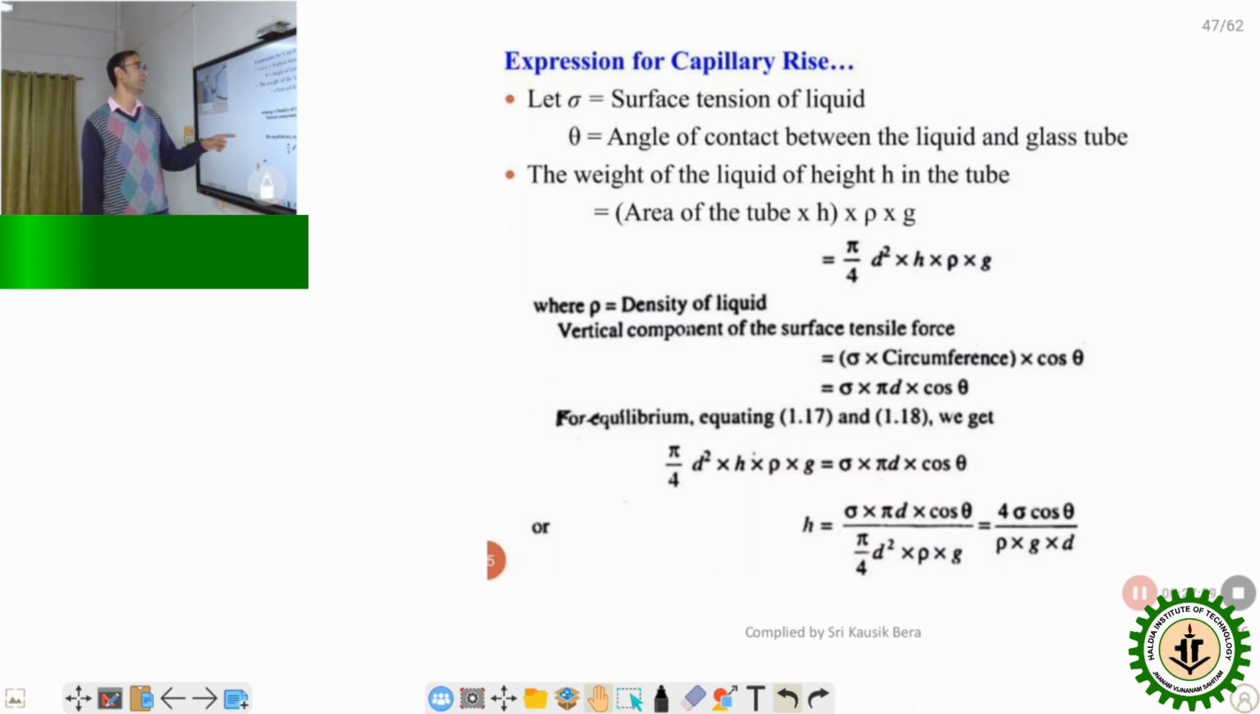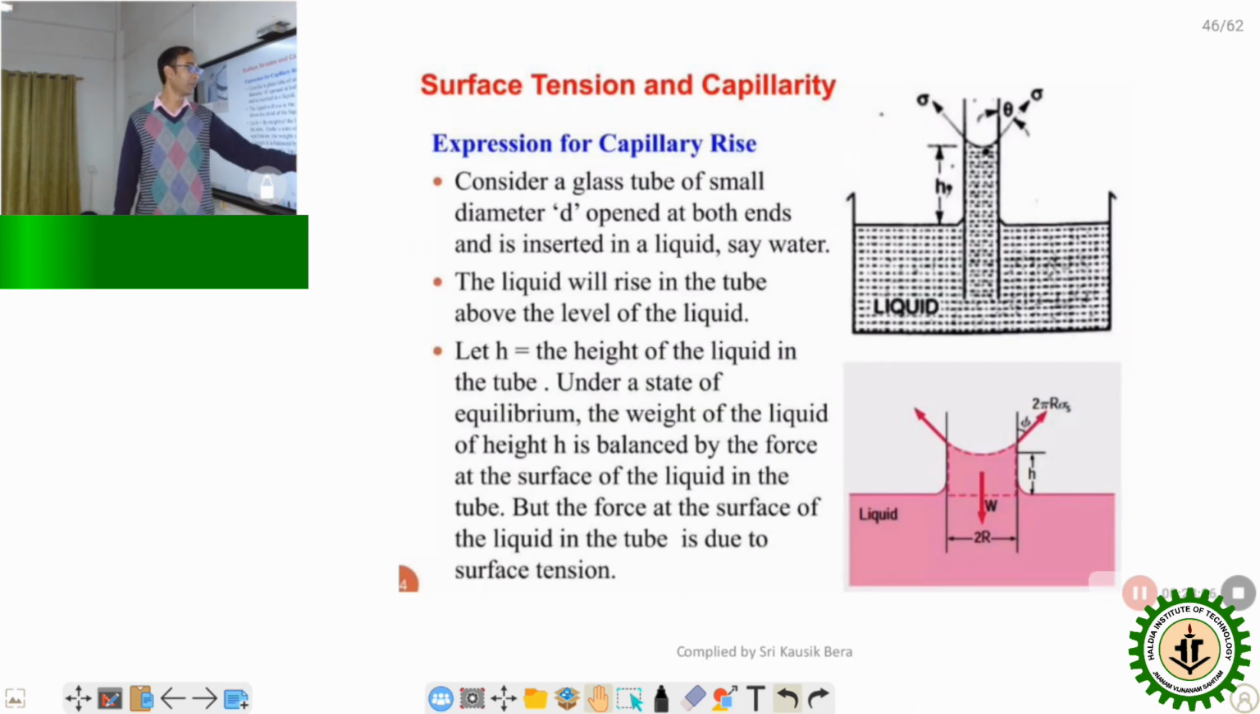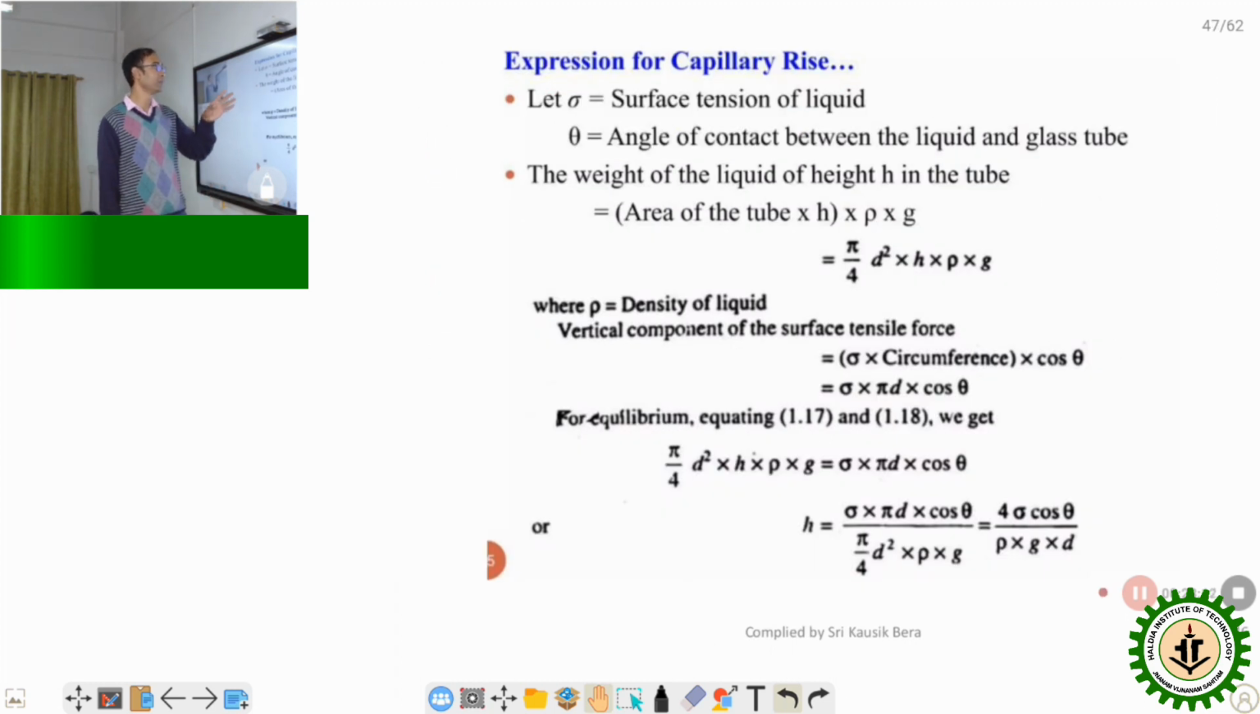So the area of the tube into height gives the total weight of the liquid of height h. The weight is downward and the force is upward, so they balance. The weight is area of the tube into h into rho into g, where the area is pi by 4 d squared, h is the height, rho is the density of the liquid, and g is the gravitational acceleration. The vertical component of the surface tensile force is sigma into circumference into cos theta.